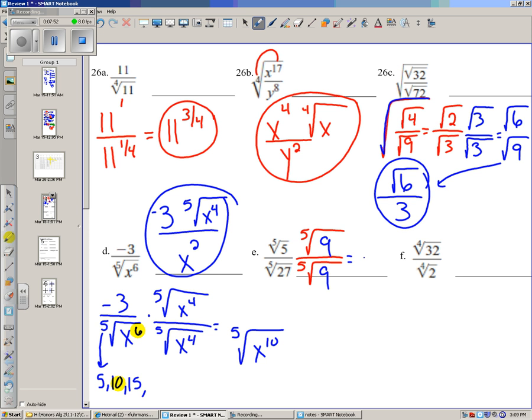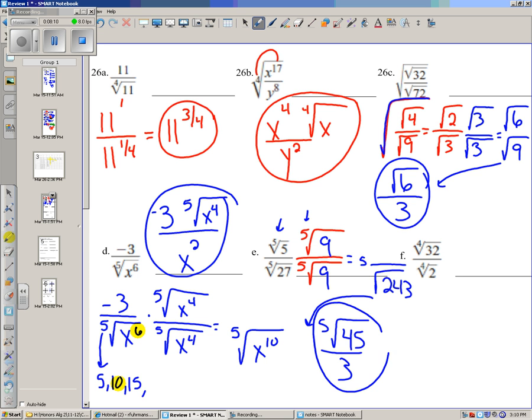So the bottom now has a perfect fifth root of 243, which when I go to my final answer just becomes 3. And then the numerator, since these are both fifth roots, I can just make into the fifth root of 45. Okay, and there's E.